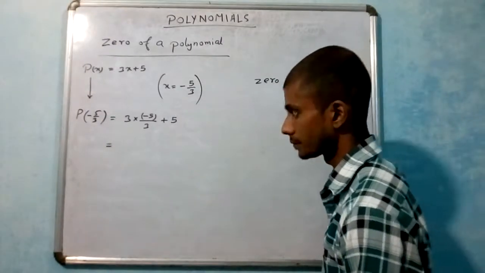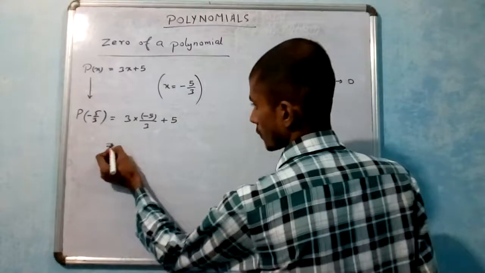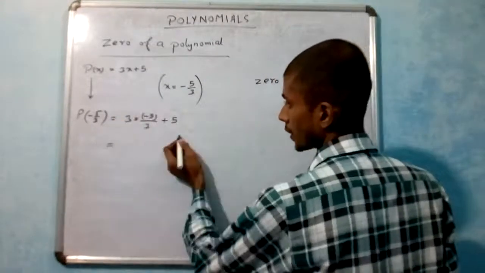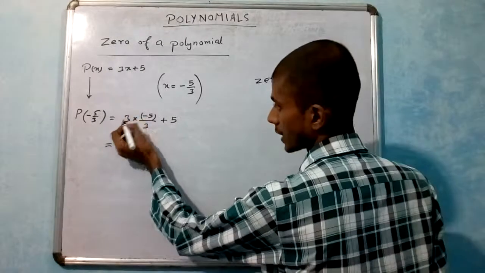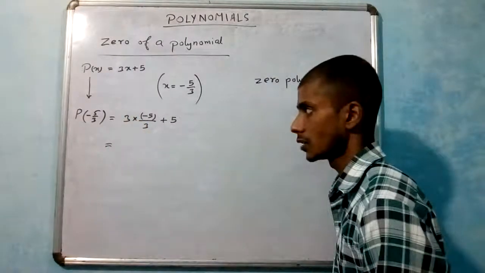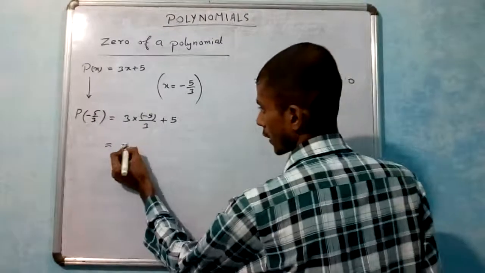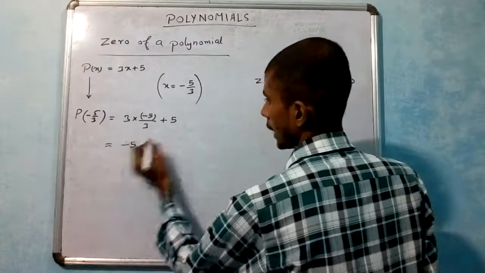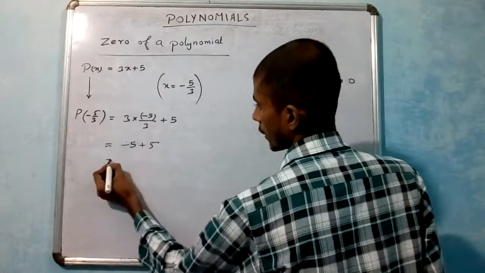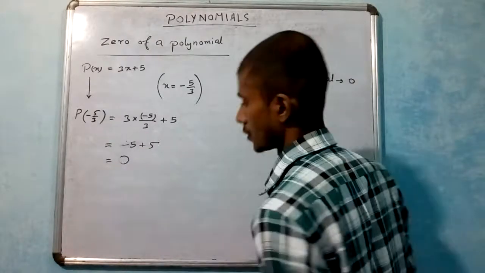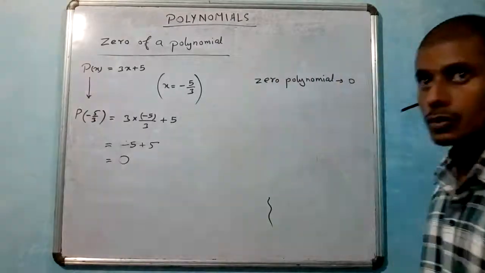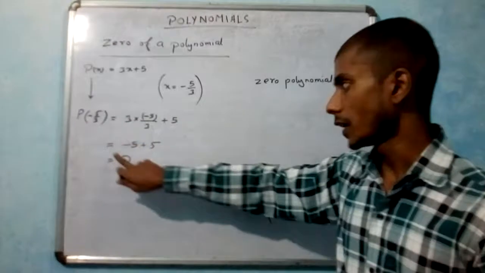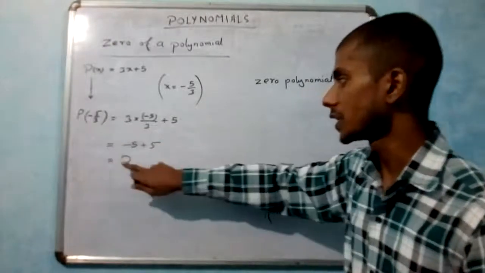So we have substituted minus 5 by 3 in place of x, and now I am trying to simplify it. So what will happen? This 3 will cancel each other. 3 ones are 3, 3 ones are 3, and 1 into minus 5 will give us minus 5. And this plus 5. So minus 5 plus 5, finally we will get 0. So now it's clear that p of minus 5 by 3 is giving us 0.